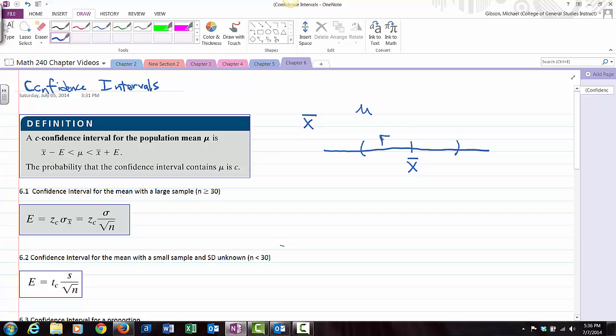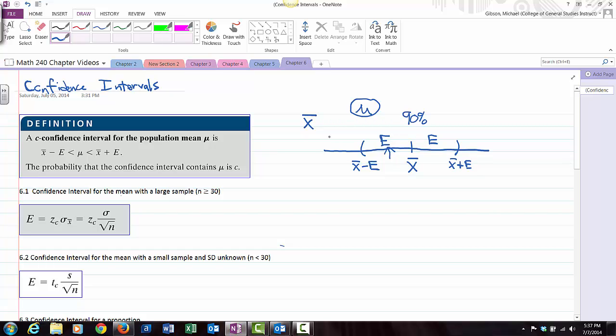And this interval has this margin of error. Right? So the mean plus the margin of error is the high end of the interval, and the mean minus the margin of error is the low end of the interval. And as a confidence interval, you make this interval in such a way that you're 90% confident that the actual mean of the population is in there. Okay? The way you do that all comes down to how you find E, this margin of error.